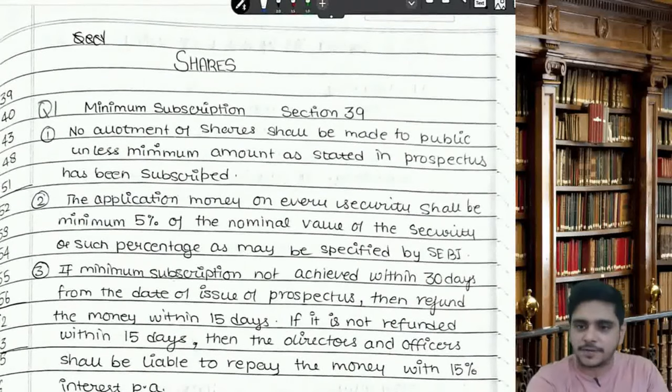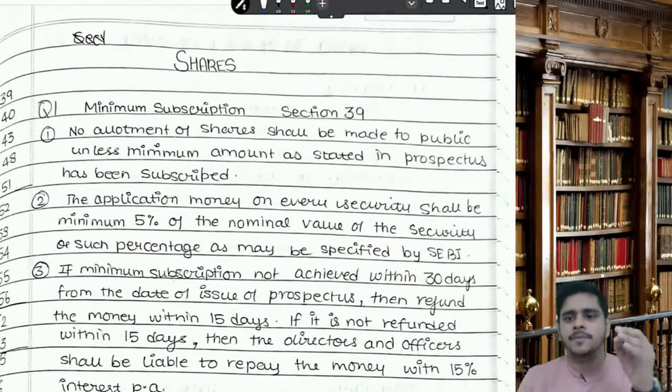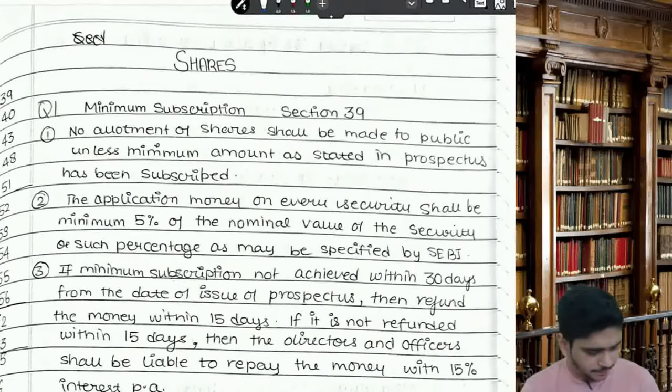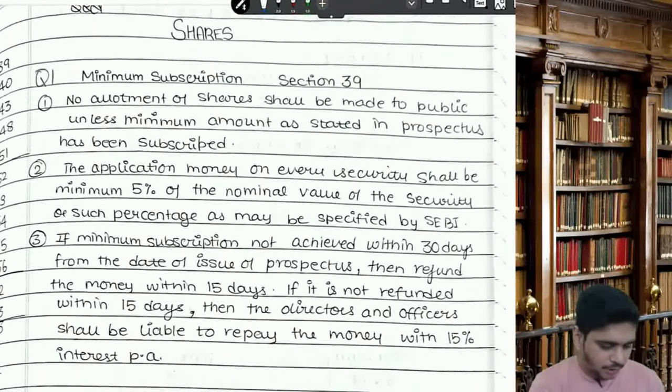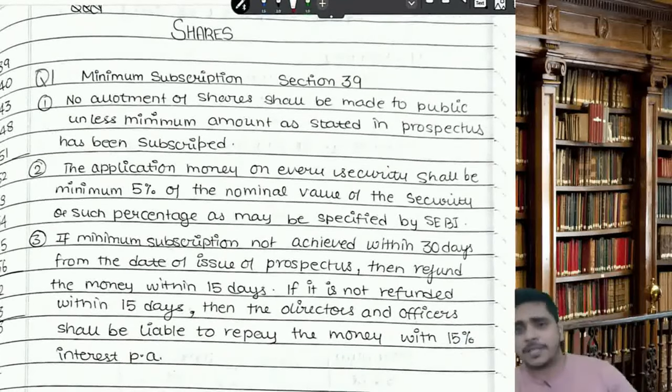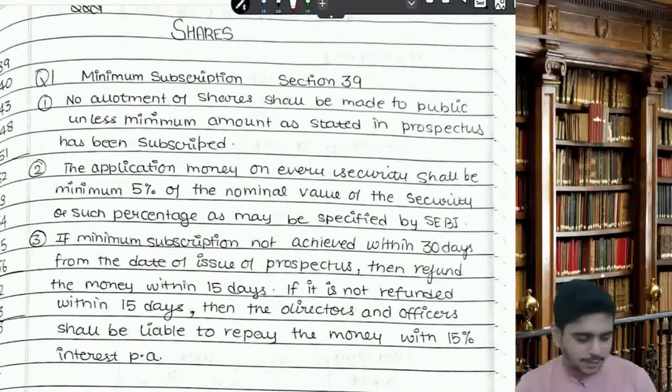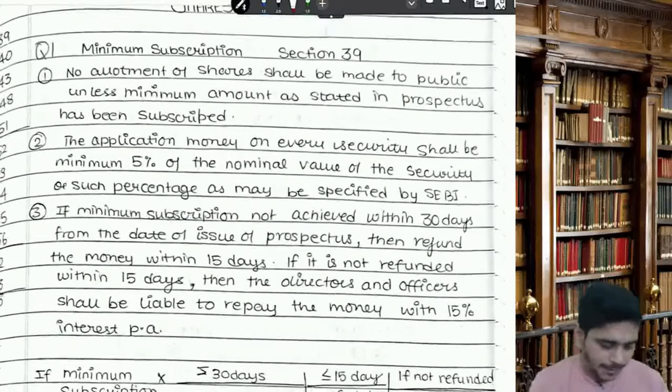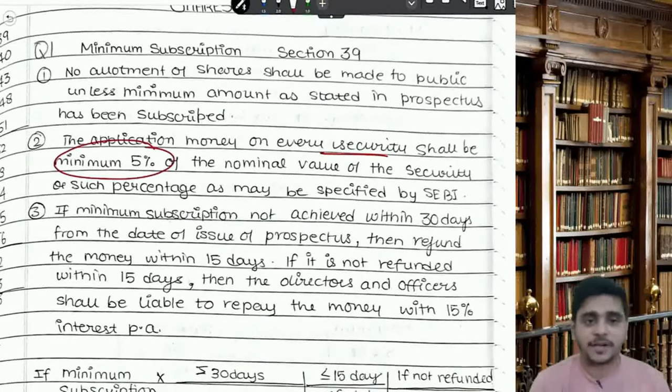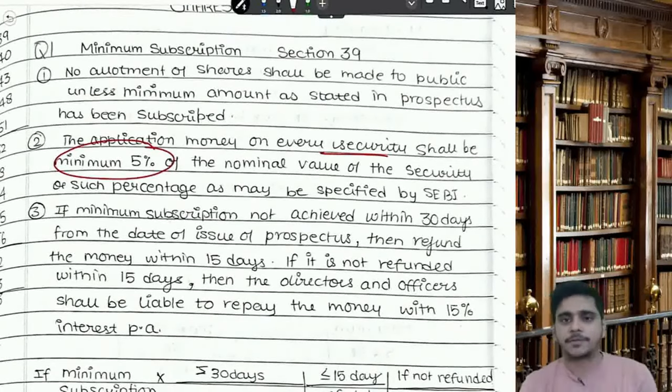The first point says minimum subscription. It is section number 39, minimum subscription. Section 39 says no allotment of shares shall be made to the public unless the minimum amount as stated in the prospectus has been subscribed. The application money on every security shall be minimum 5%. That's your MCQ. It should be minimum 5% of the nominal value of the security or such percentage as may be prescribed by SEBI. Right now it is minimum 5%.